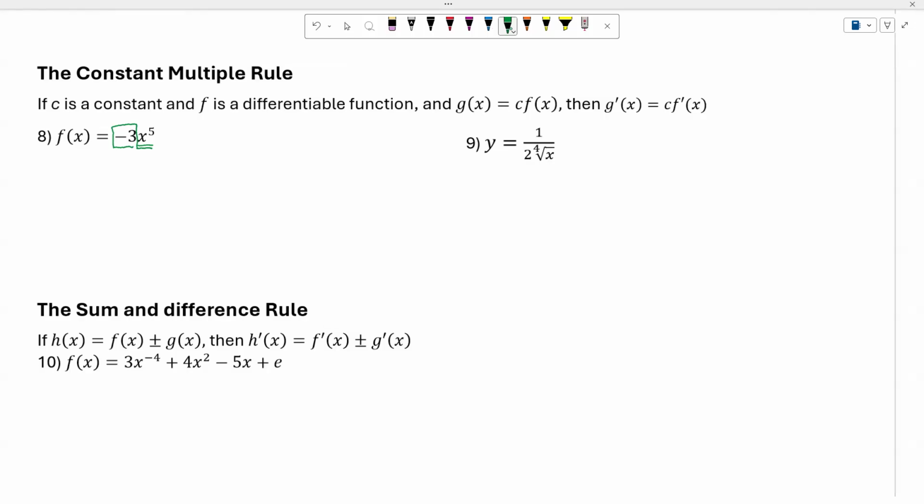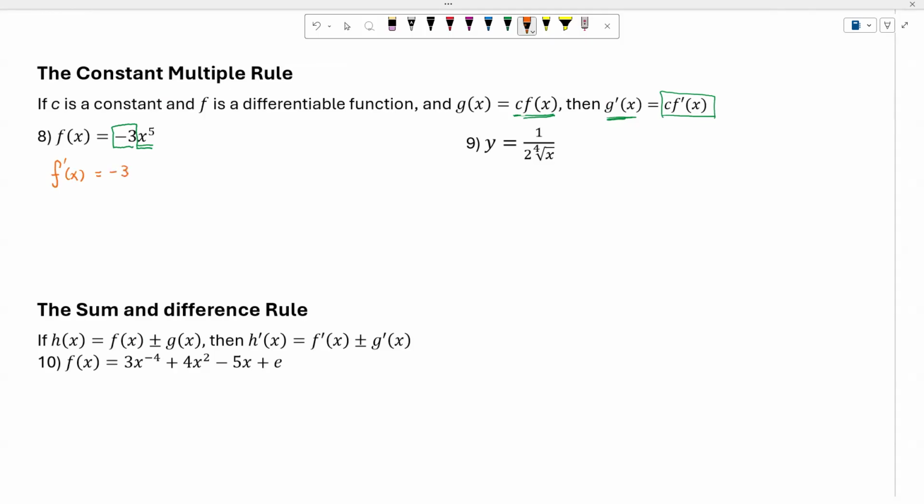If c is a constant and f is a differentiable function, and g of x equals c times f of x, so we have a constant multiplied by a function, then the derivative g prime of x is equal to c times f prime of x. So it's not equal to 0. Just keep that in mind. Then now, how do we take care of this? The idea will be f prime of x. We take the derivative of the function f.